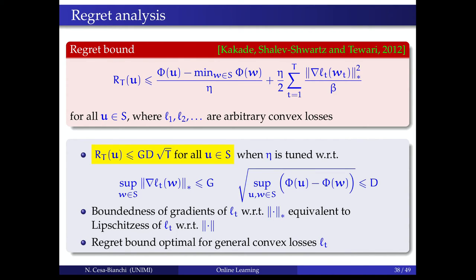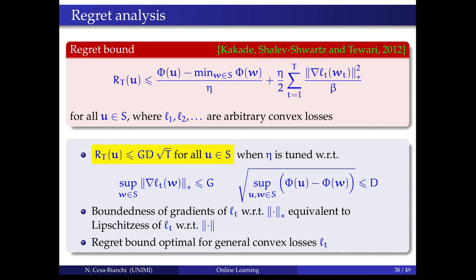The algorithm doesn't know anything about that, so you're simultaneously good against all of them, but your regret is going to scale with the norm. So this is a complexity measure. And then you have a term here which scales linearly with t, but luckily you have this term which you can use in order to get a square root of t bound, as we will see in a moment.